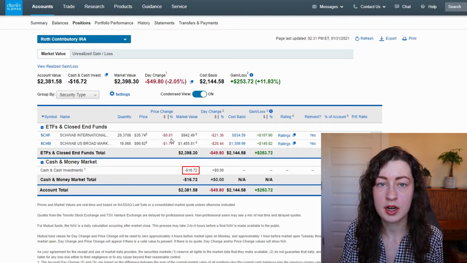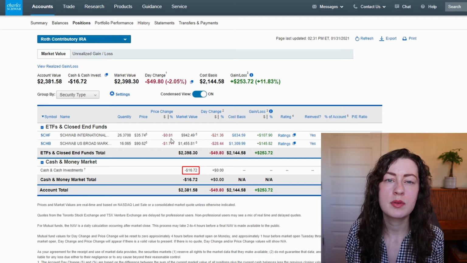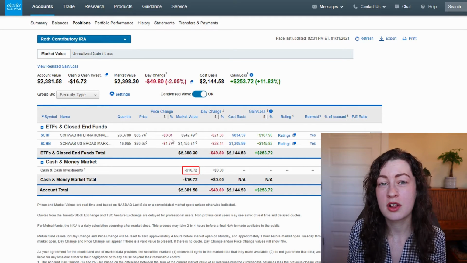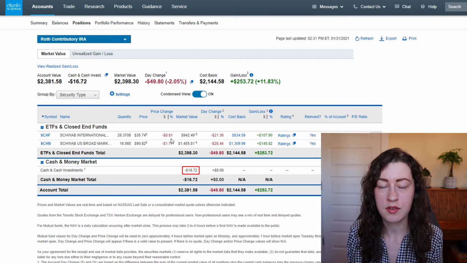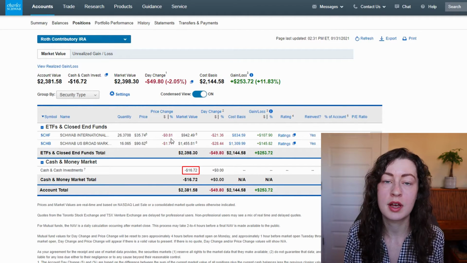And then the final thing to note quickly, at the bottom of the portfolio, you'll see a cash and money market section. So cash and cash investments is what the line is called. Typically when you're buying shares of a stock or a security, it's very rare that you'll have the exact dollar amount that you need in order to buy however many shares that you want. So there's typically always some change left over, some leftover money.